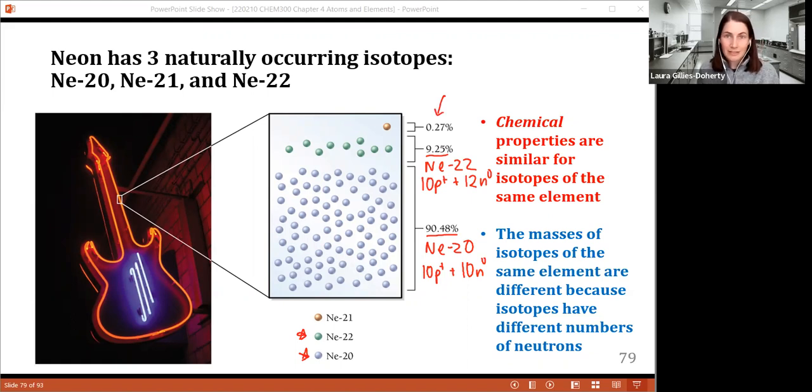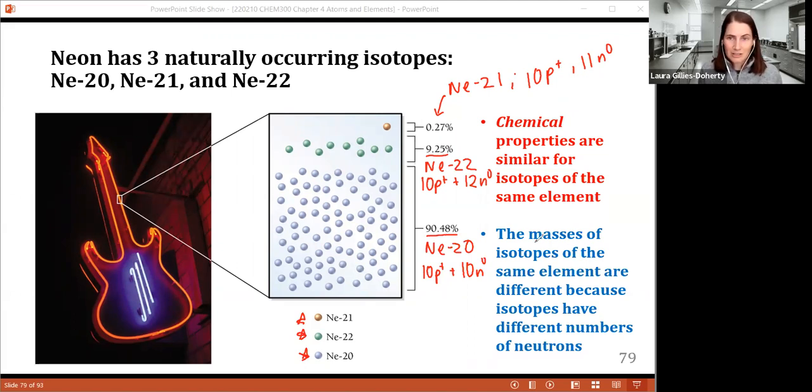The lowest abundant isotope of neon is neon 21. Neon 21 makes up less than 1% of all the neon atoms out there. Neon 21 is still going to have 10 protons because it's still the element neon. And now it has 11 neutrons. 10 plus 11 add up to 21. For isotopes, the chemical properties are all similar for isotopes of the same element. We're dealing with neon in each of these isotopes, so the identity of the element hasn't changed. The electron arrangement is also the same. That leads to the chemical properties being similar for isotopes of the same element.